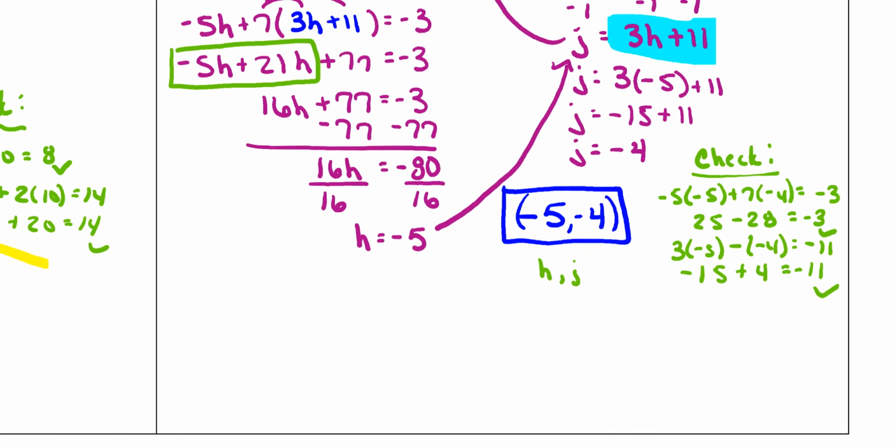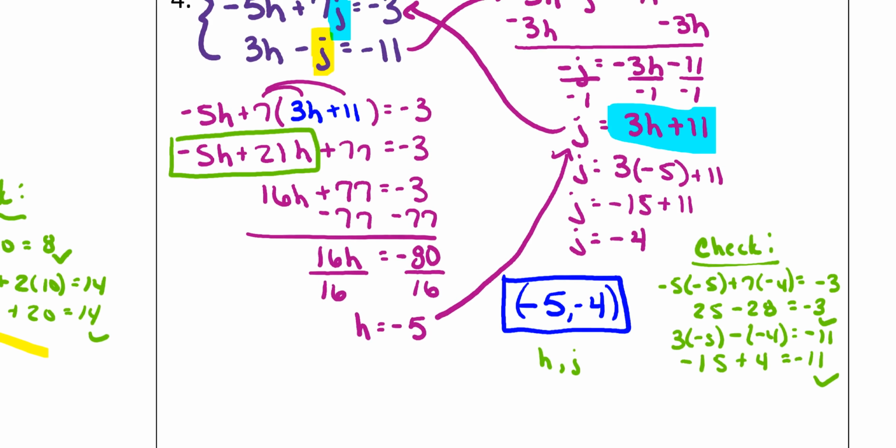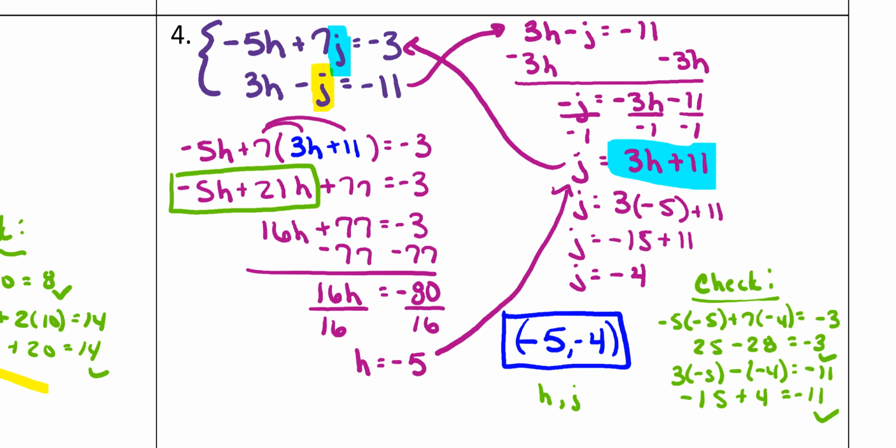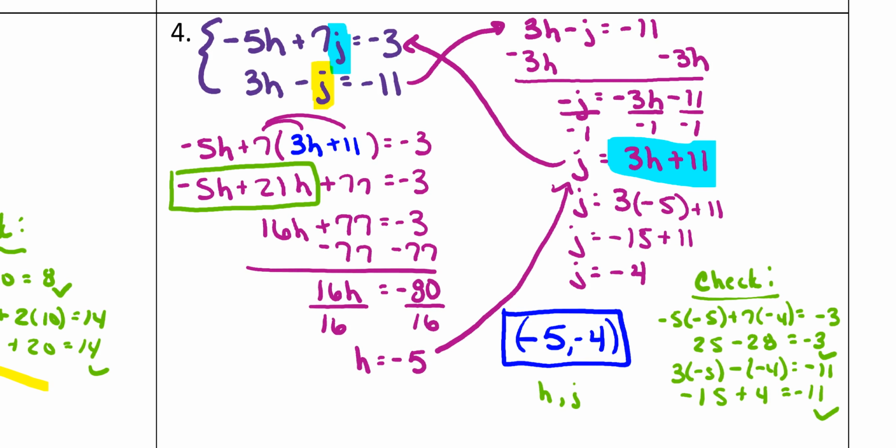All right, so hopefully you're ready to check number 4. So number 4's answer is negative 5, negative 4. So let me just jump through what I did really quick. Now you really didn't have much choice here. The best variable to solve for was this yellow j right here because it's the only one with a coefficient of 1 or negative 1.